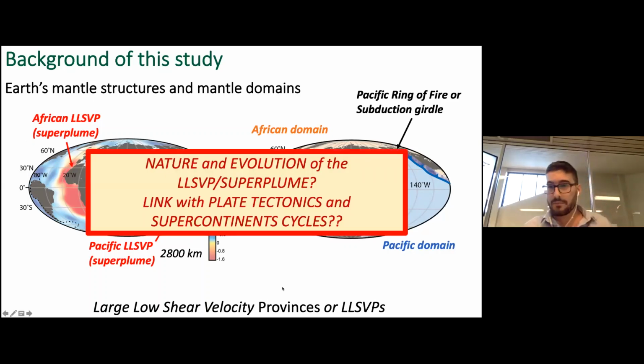Exactly as I was saying, we want to understand the nature and evolution of the LLSVPs, or the superplumes, and the link with plate tectonics and, more generally, with the supercontinent cycles.